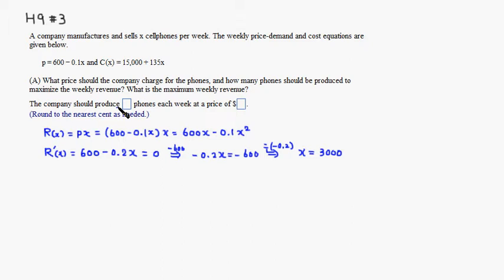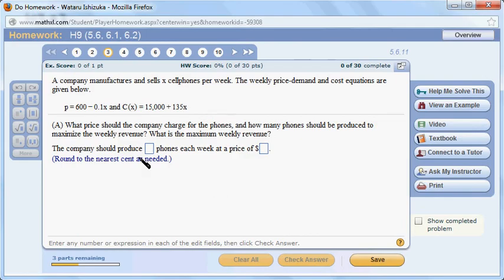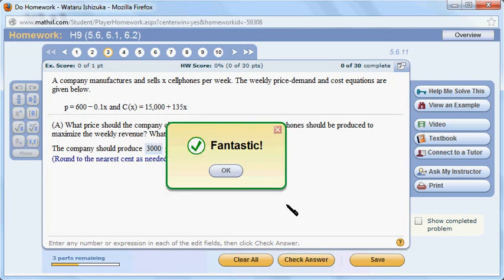All right, so we should produce 3,000 cell phones. And the price is going to be, P is equal to 600 minus 0.1 times x, where x is 3,000. So 600 minus 3,000 times 0.1, which is 300. So it's going to be 300. Let's type those in. So that's going to be 3,000 phones at the rate of $300. All right, check the answer. We got that.